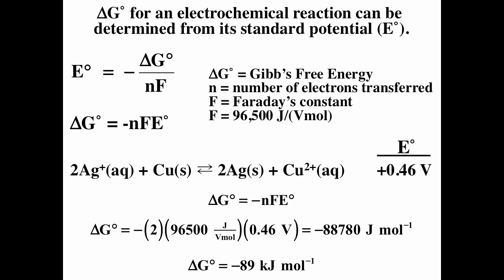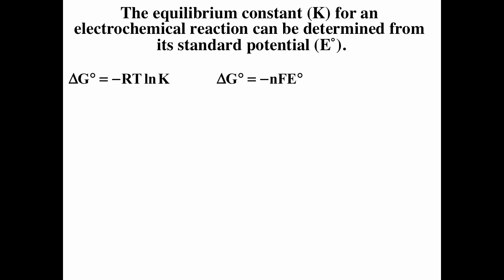F is Faraday's constant, 96,500 joules per volt mole. And our electric potential is 0.46. And so the volts cancel, and we're left with joules per mole: minus 88,780. We should round that to 2 significant figures. And so that gives us delta G naught equals minus 89 kilojoules per mole.